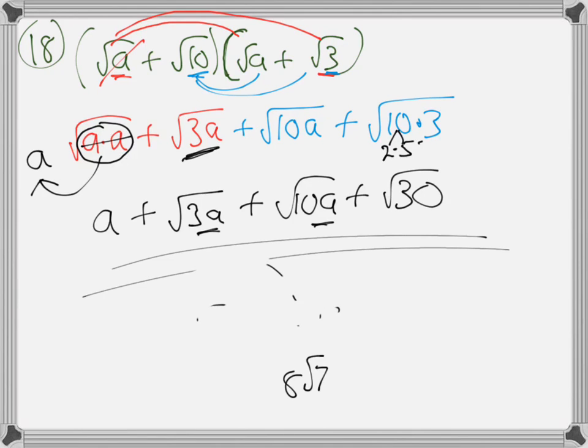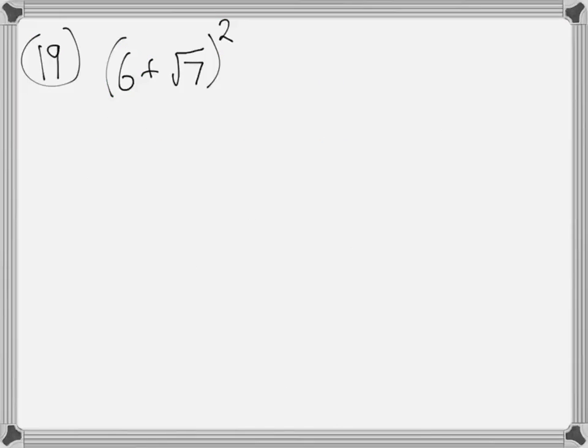Questions I can answer? How many got that? How are we doing there? Okay, about half, huh? Okay, let's try another one. So what do you do when you have like a 2 on parentheses? Right, 2 of them, huh? Yeah, exactly. So that'll be 6 plus root 7, 6 plus root 7.